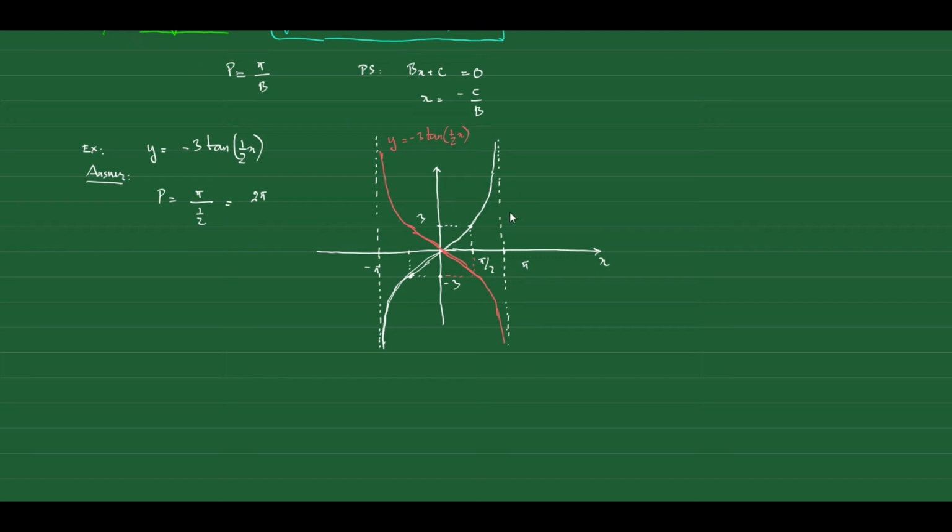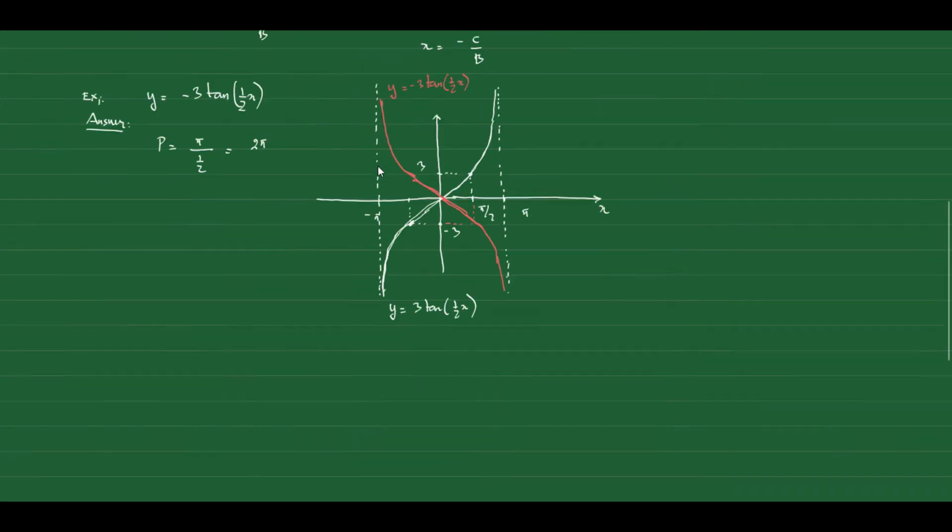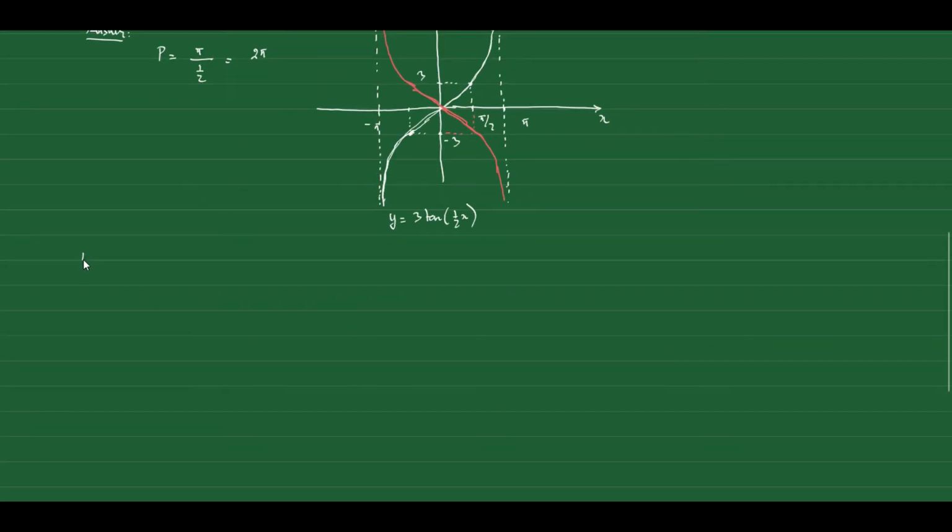And the other one is just y equals 3 tangent of 1 over 2 x. So that's a big difference right there. There's only one transformation in this case. Alright. Now, let's do another one, huh? Example 2.